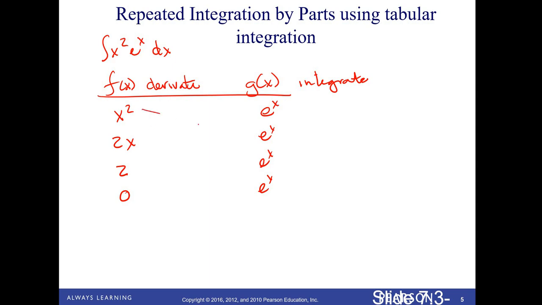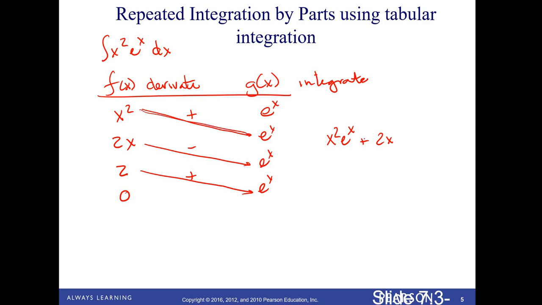So my tabular is going to be to take these and pair them together with multiplication. 0 doesn't matter. The first one is going to be plus, minus, plus. We go as many times as we want. So x squared times e to the x plus, whoops, I'm sorry, that was plus, this is minus, 2x e to the x, another plus 2 e to the x plus c. So that's a tabular of integration by parts.